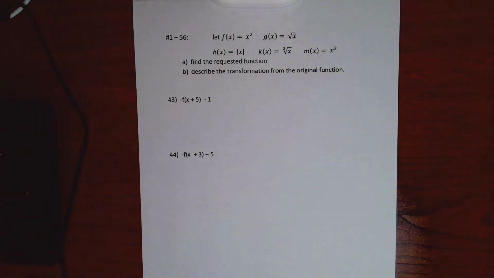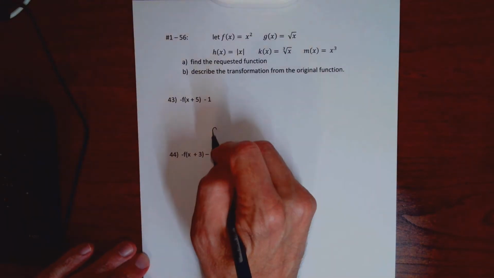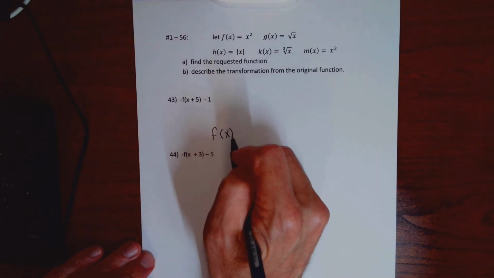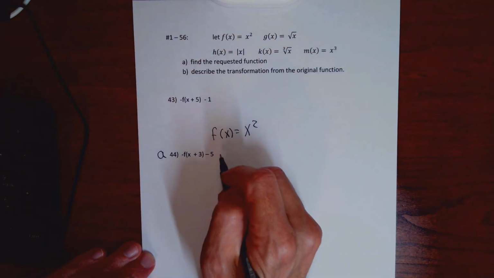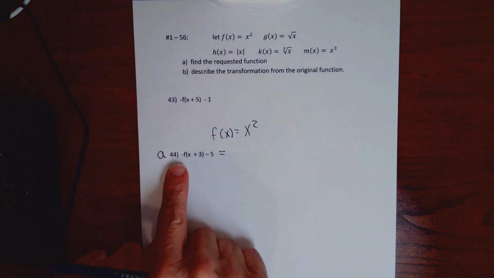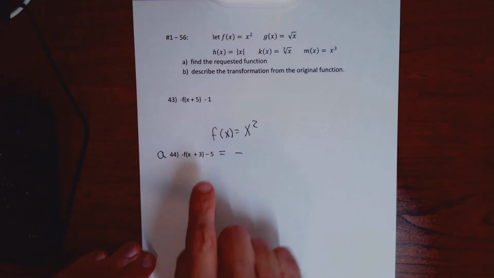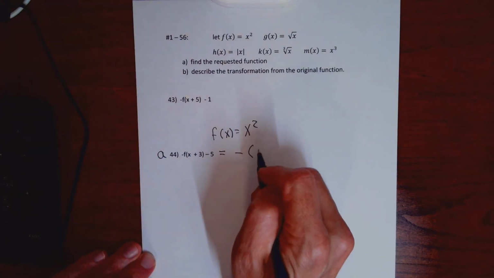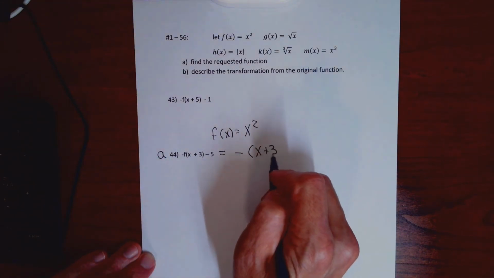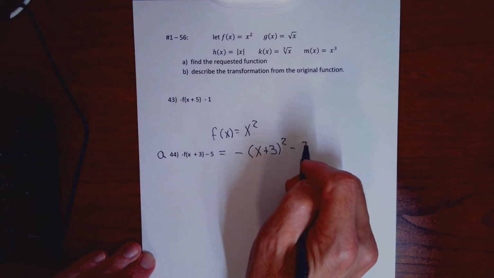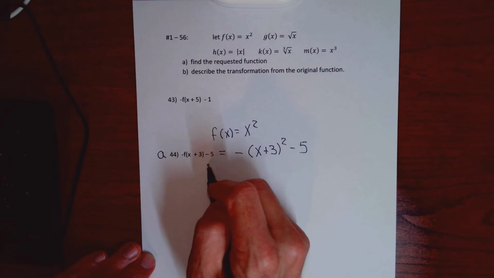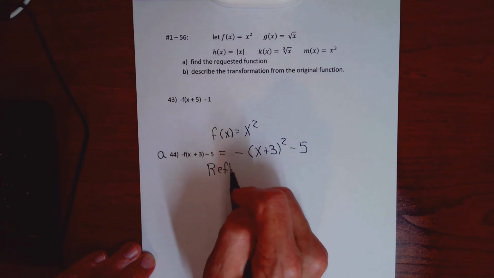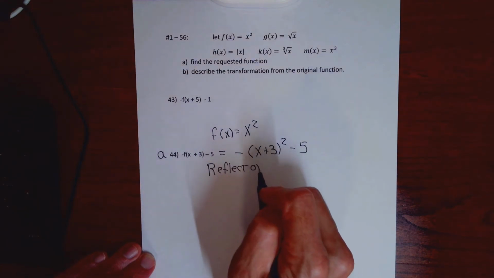Again, I'm calling out the x squared function because this is kind of the most common function to work with. So when I have f of x equals x squared, when I do 44 part A, to find the function, I need a negative preceding anything I write, not in a parentheses. I need an x plus 3 in a parentheses, and a minus 5 afterwards. The minus that precedes the function flips it over, makes it go upside down. It will reflect it over the x-axis.